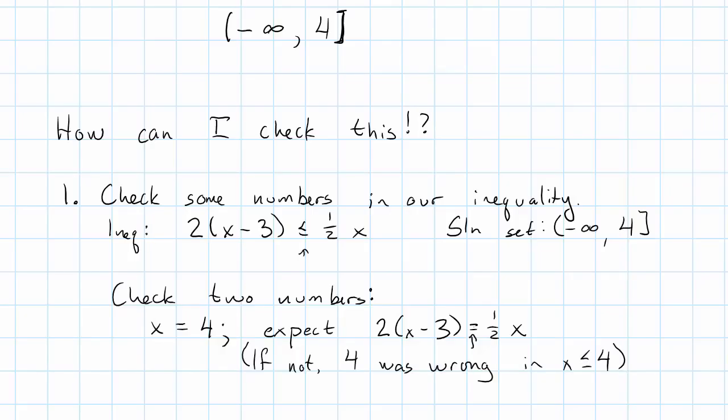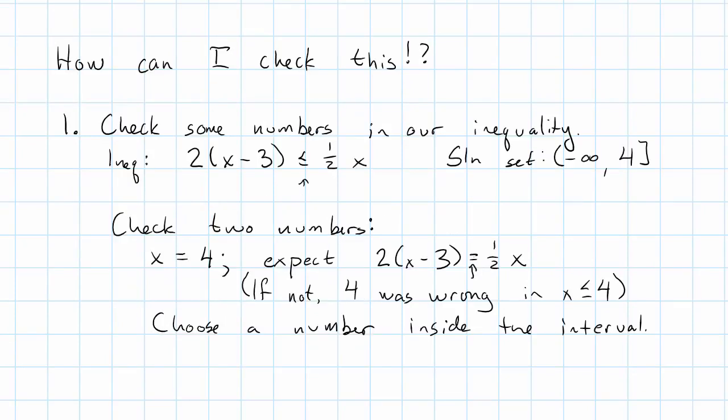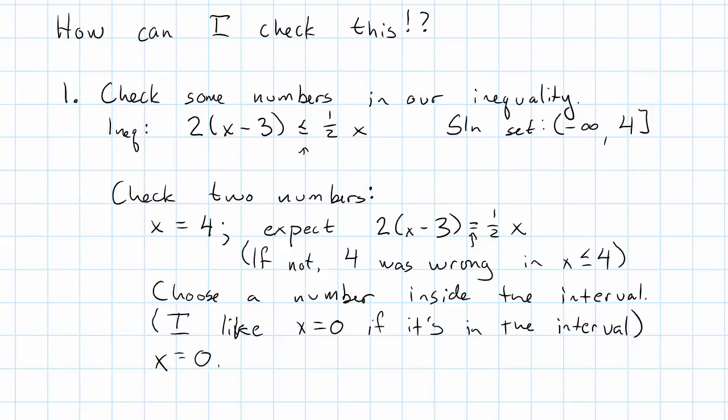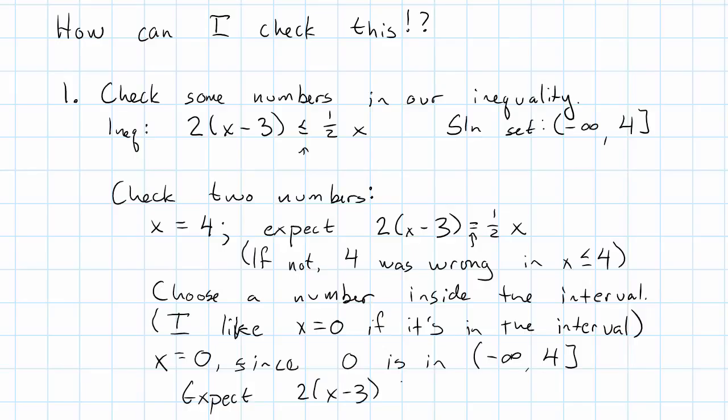And then we're going to choose a number inside the interval. And we should choose a number that makes the arithmetic easy. If it's available, I'm going to choose 0. I'm going to choose, say, x equals 0, since 0 is less than 4, and 0 is in negative infinity up to 4. I expect 2(x minus 3) now to be less than 1/2 x. If not, less than or equal to is the wrong direction.